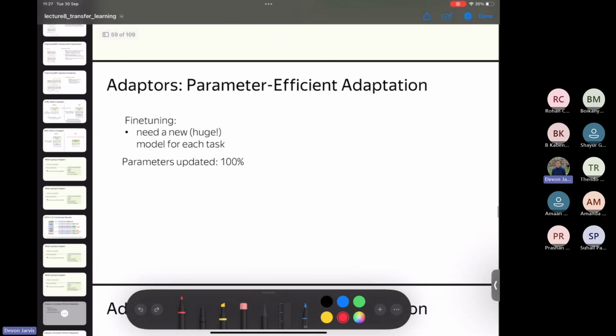Okay, let's move on to adapters. We are actually probably not making the best time today. Okay, so this is a different idea, a different way of doing fine tuning. It's a little bit more of an academic one.